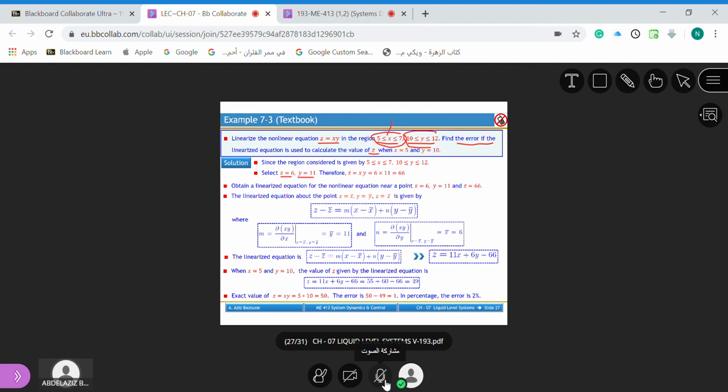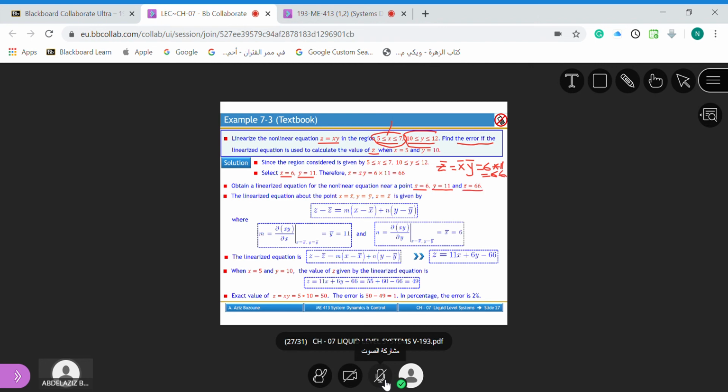So the value of z bar will be equal to x bar times y bar. X bar, which we selected, is 6, times 11, and this gives 66. So z bar will be 66. So we obtain the linearized equation for x bar equal to 6, y bar equal to 11, and z bar equal to 66.